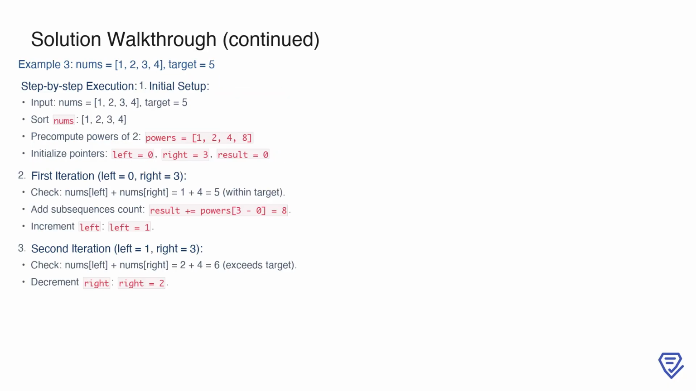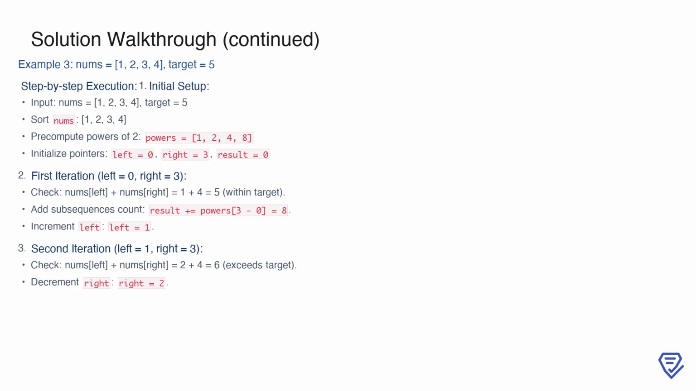In the third example, nums equals [1, 2, 3, 4], and the target is 5. After sorting, the array remains [1, 2, 3, 4]. We pre-compute the same powers of 2, powers equals [1, 2, 4, 8]. As before, we initialize left at index 0, right at index 3, and result at 0.